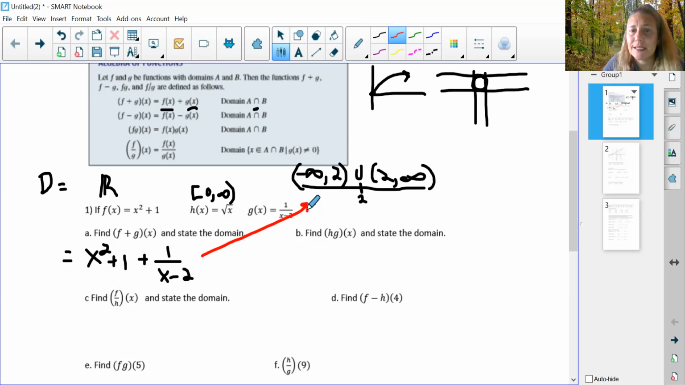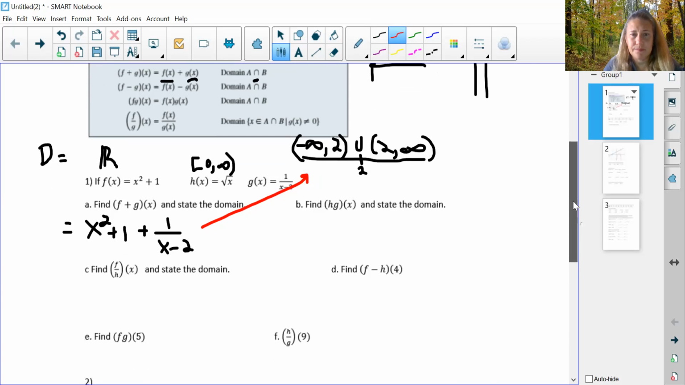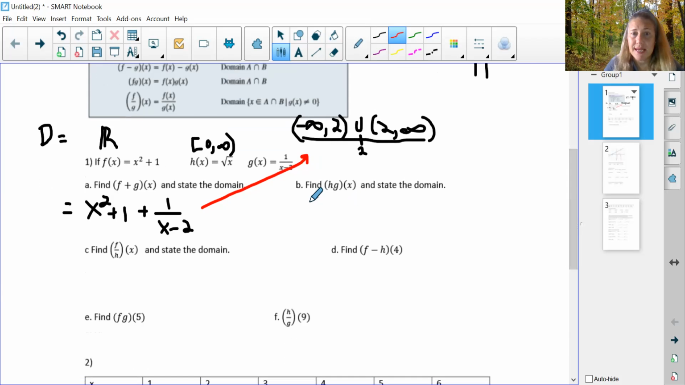All right, now find h times g of x and state the domain. Okay, again, not very difficult, right? Take h of x, take g of x, and multiply them. And I'm going to write this as like radical x over 1. So then it's just radical x times, I would write it like this to write it in simplest form. That would go in the numerator.